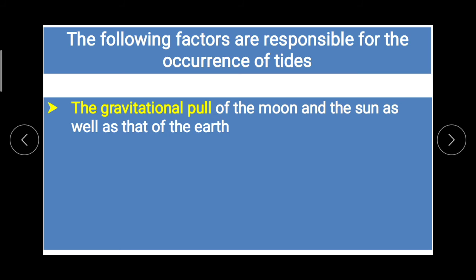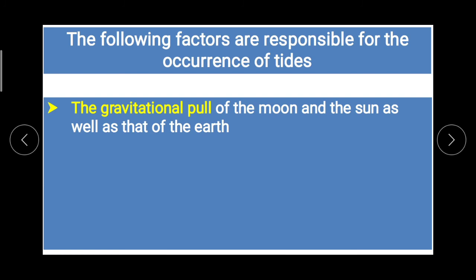And now the factors which are responsible for the occurrence of tides: the gravitational pull of the moon and the sun, as well as that of the earth. It means that the gravitational pull or gravitational force, not only of the moon but also of the sun, as well as that of the earth, the gravitational force of all three, is the reason tides occur.